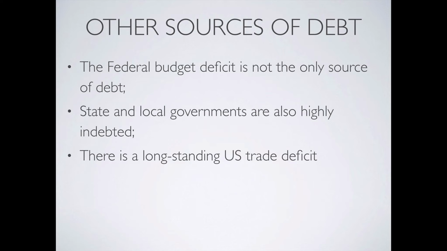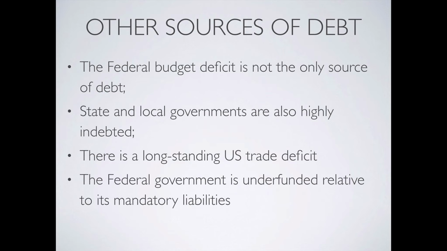There's also a long-standing U.S. trade deficit. And the federal government is basically dramatically underfunded relative to its mandatory liabilities. What this means is, based on the current laws of the United States, there's certain spending which is called mandatory spending, right? That is, we've made commitments, and that means we need to set aside money in order to fund those commitments. Now, the law could be changed at any time, right? But this is relative to the laws that we have on the books right now, right?